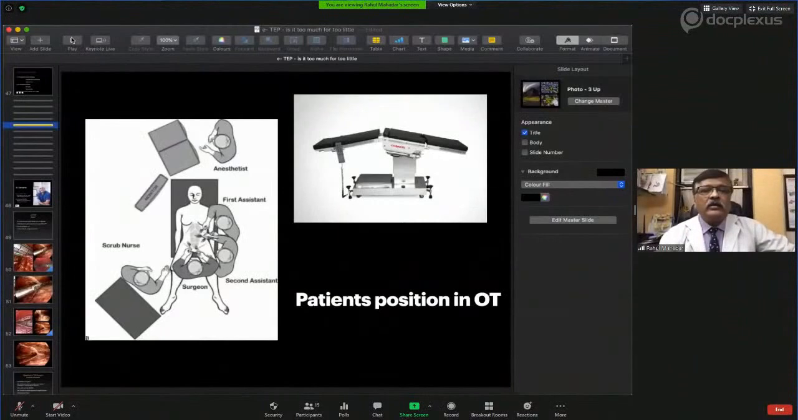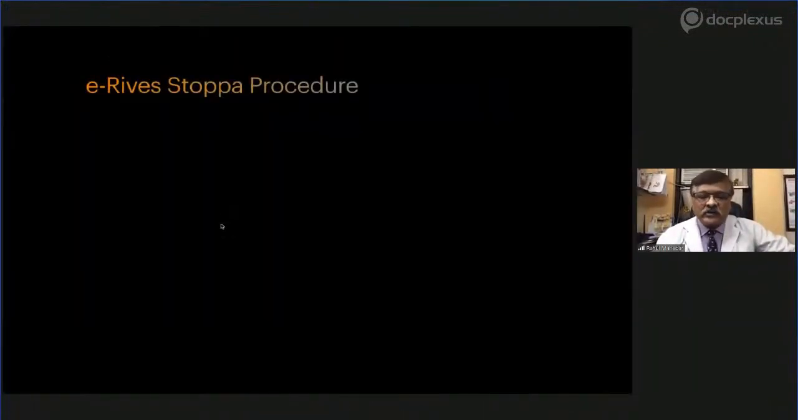Now, if you can see here, this is the position. That is what. Oh, sorry. This is the. This is share your screen, Rahul.